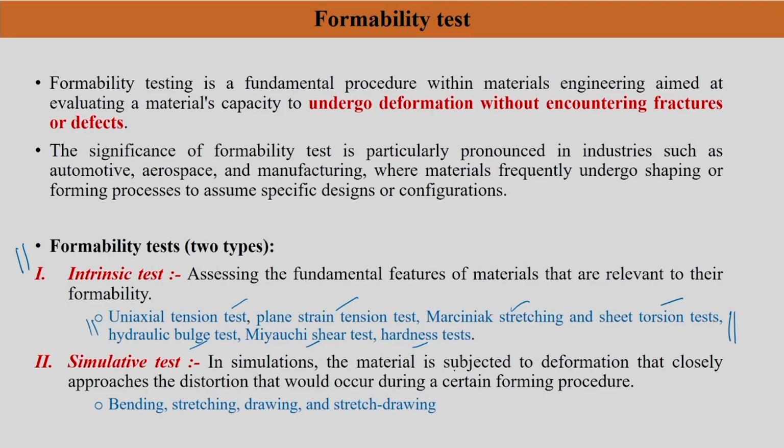Simulative test: in simulations the material is subjected to deformation that closely approaches the distortion that would occur during a certain forming procedure. Say for example, you have bending, stretching, drawing, stretch drawing. These are all tests which are of simulative nature. So you want to simulate this type of actual deformation at lab scale. So how do you do that test? Bending is a separate test, stretching a separate one, deep drawing or cup drawing a separate one. You want to combine stretching and drawing as a stretch draw test, another one. Buckling tests are available. We will see some examples. These are all other tests available. So we will see one by one.